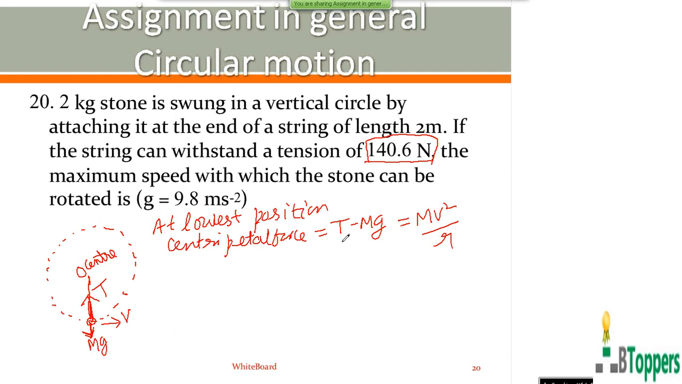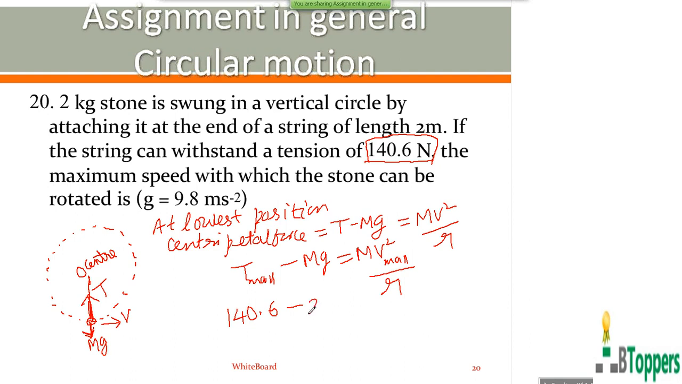So maximum tension minus mg, we can write as m into square of the maximum value of v. So v maximum represents the maximum speed with which the stone can be rotated without breaking the string. So maximum tension is 140.6 newtons. Come on, those who want to copy the solution of the problem, they can start writing.